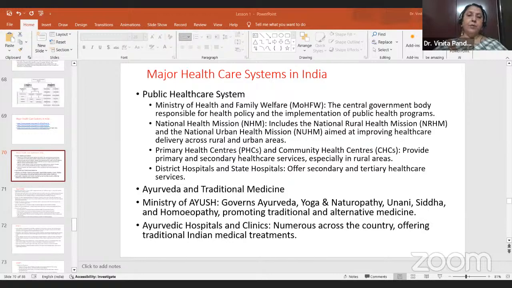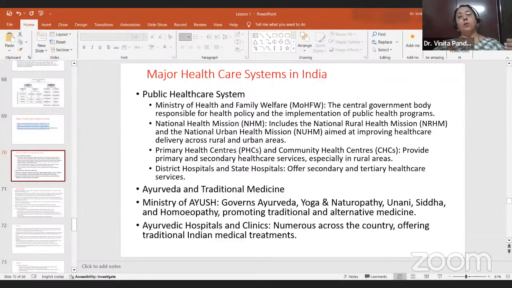Now, when you try to talk about healthcare, the public healthcare system is most important. Though the private sector has entered, the public healthcare system in a country like India is extremely important to define the overall health system in our country. So when I talk about the public healthcare system, what are the important components here? What all can we include?